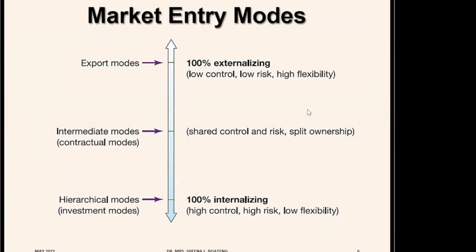However, in the middle of the continuum, we can talk about the intermediate modes, which usually play out in the form of contractual agreements. So they are also referred to as contractual modes. Now here we realize that unlike the export modes, the intermediate modes have more of shared control and risk between the manufacturer or the home firm that is exporting and their partner, who they are sharing the level of risk and control with for exporting the product or service into the foreign market. So in this case, we will see several instances of split ownership when we are discussing the different subtypes under intermediate modes, which are also referred to as contractual modes.